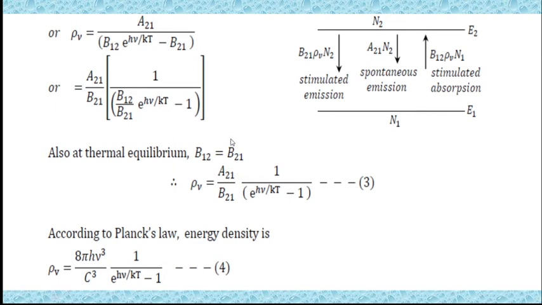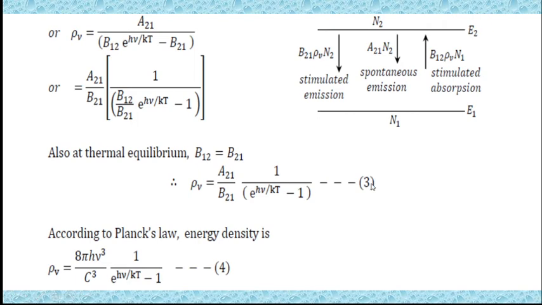So substituting this in the above expression, we get rho nu equals A21 by B21 into 1 divided by exponential h nu by kT minus 1, since these two terms become equal to 1. Equation 3. According to Planck's law, the energy density is given by the expression rho nu equals 8 pi h nu cube by c cube into 1 by exponential h nu by kT minus 1.